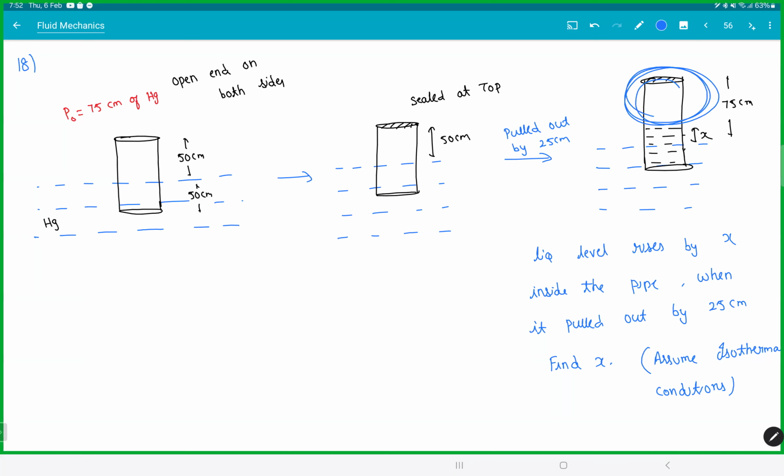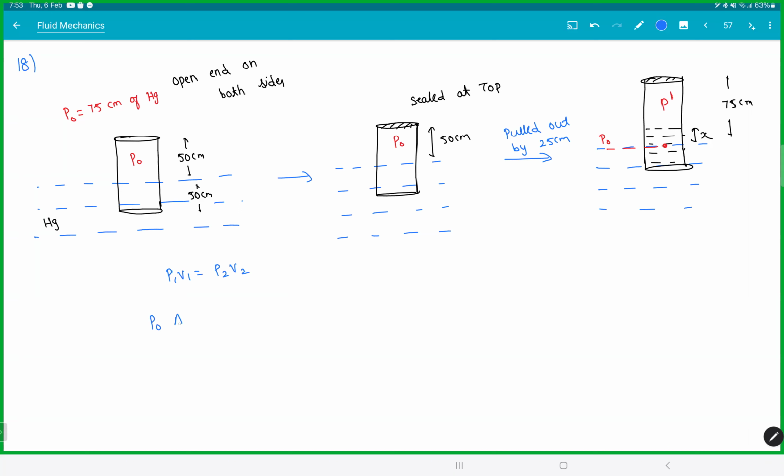So let's see. Here the pressure was P naught. Here also it was P naught, even though you closed it. Here the pressure is P dash. At this level the pressure is P naught. So we are using P1 V1 equals P2 V2. Initially pressure was P naught, length was 50 centimeters. Let's keep it in centimeters everywhere. P2 is P dash, length is 75 minus x. Remember, P naught you can take as 75 centimeters of mercury column. So this is 75 into 50 equals P dash into (75 minus x).